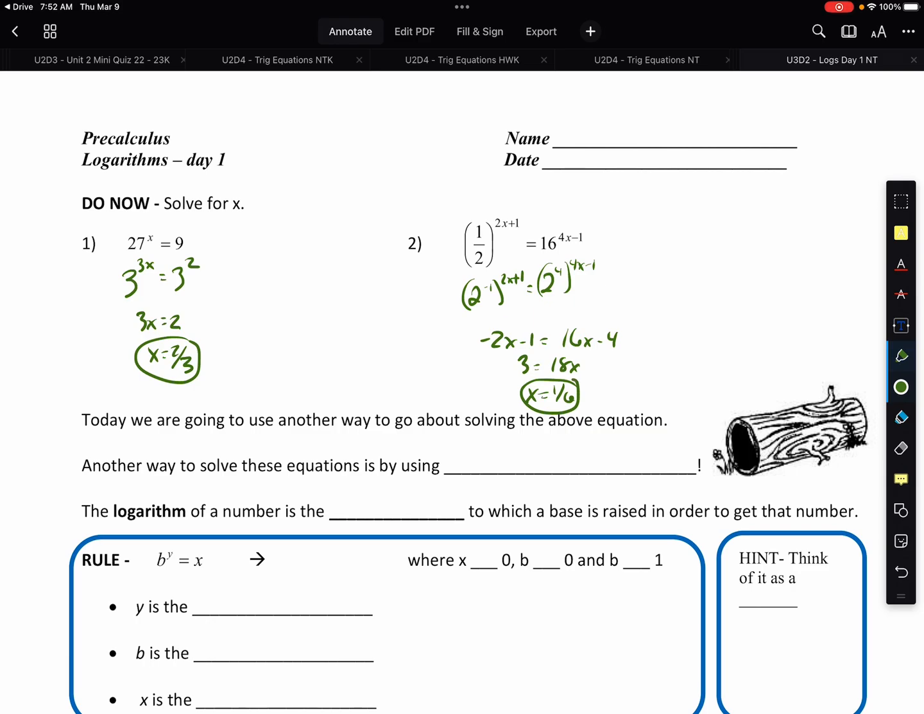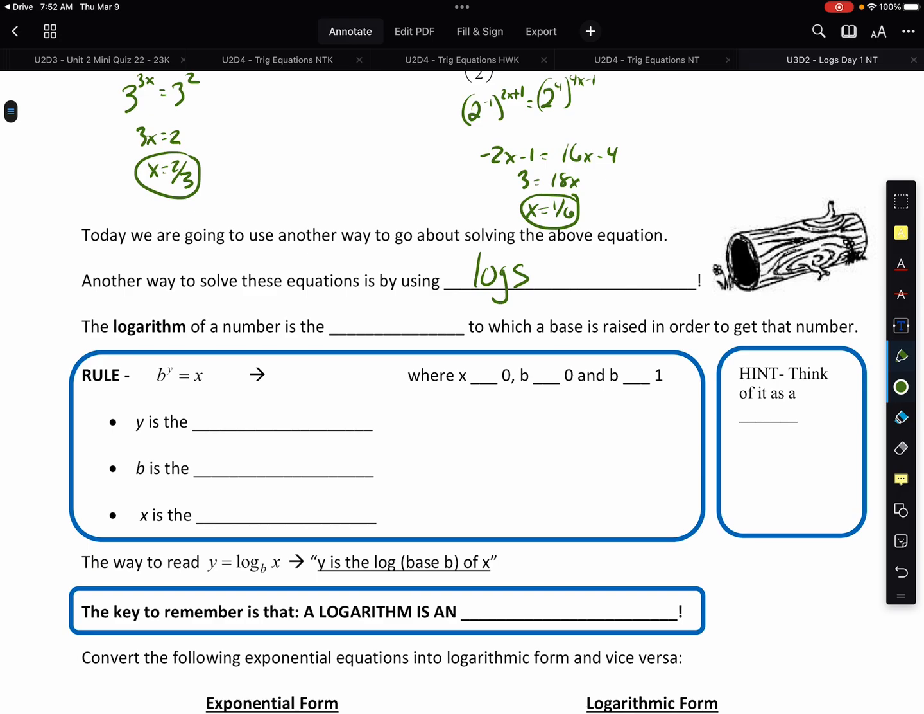So now getting into the newer stuff, and we're looking at logarithms. All right, so today we're going to use another way to go about solving the above equations. So we don't have to necessarily use logs for the above equations, but we could. Right? We're looking at logs. And what we have to understand is that logs are just a different form of exponents.